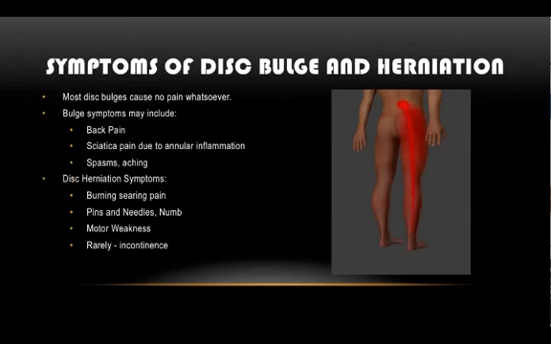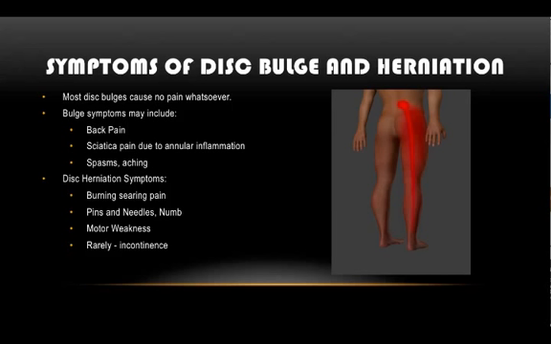Well, what kind of symptoms result from a disc bulge and a herniation? Well, as mentioned, most disc bulges don't cause any pain, or they may end up with some back pain. Sciatica pain can lead to inflammation of the outer layer of the annulus, and that can lead to inflammation in the area around that if there's a nerve root kind of moving on by, and you can have spasms and aching. So just having a disc bulge and a degeneration of the disc can lead to both back pain and potentially sciatica.